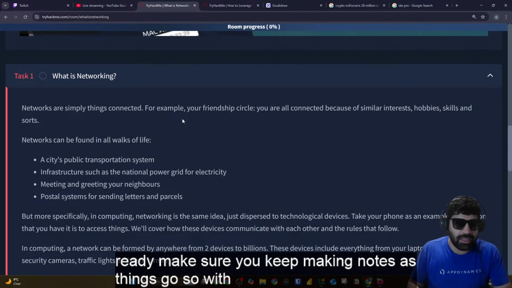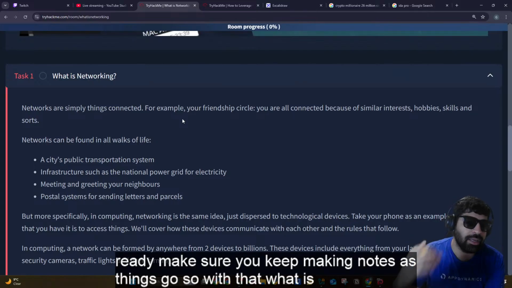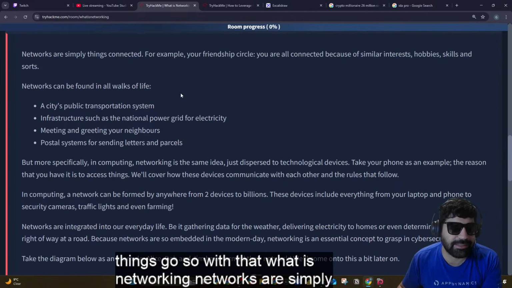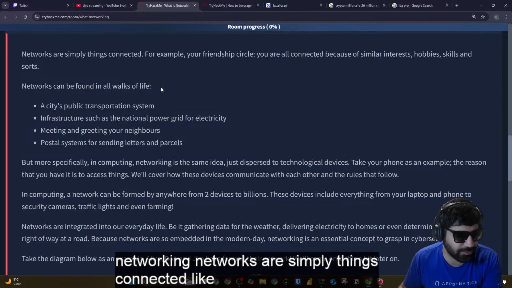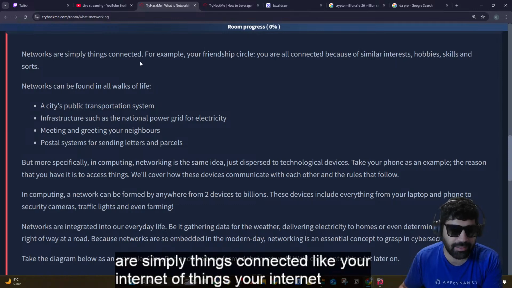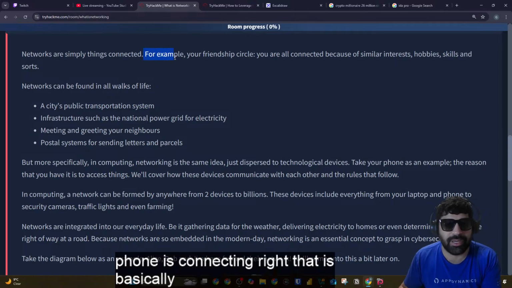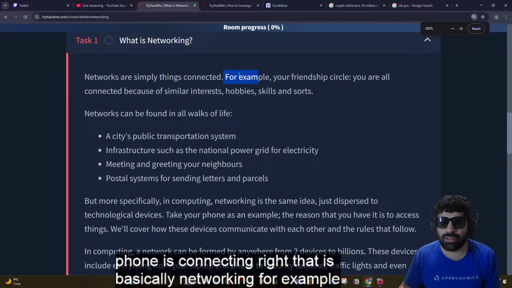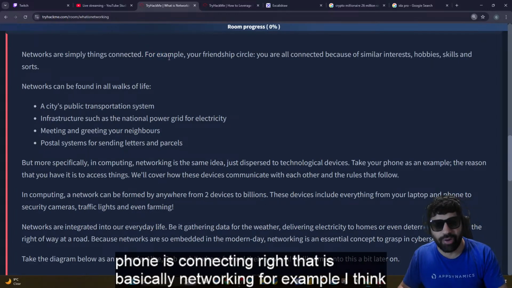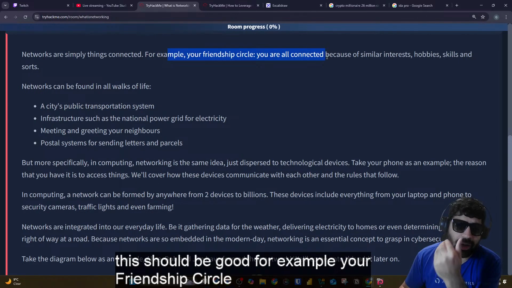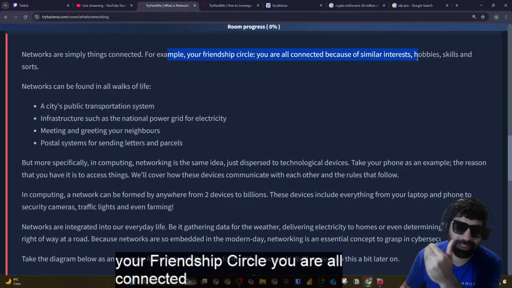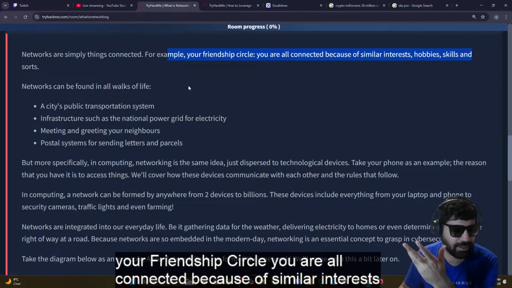So with that, what is networking? Networks are simply things connected, like the Internet of Things, the internet, your phone connecting, right? That is basically networking. For example, your friendship circle. You are all connected because of similar interests, hobbies, skills, and other sorts.